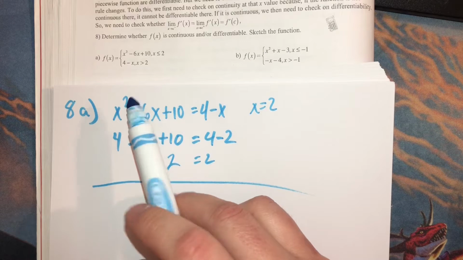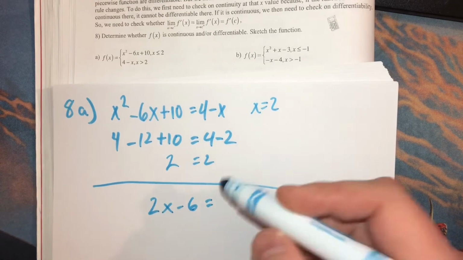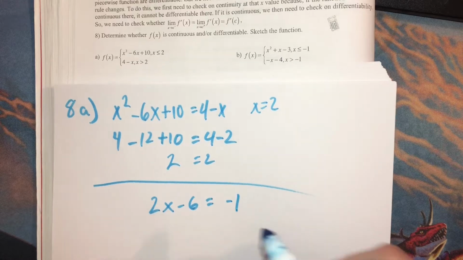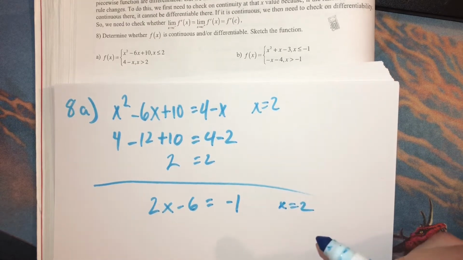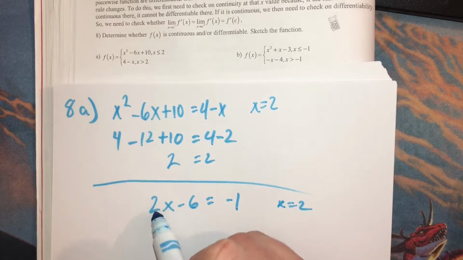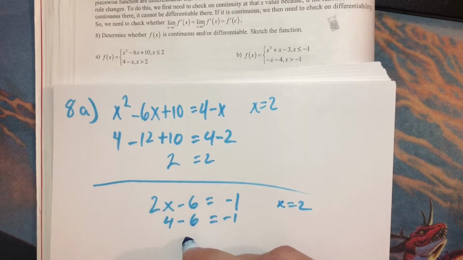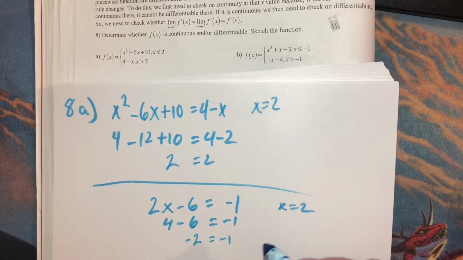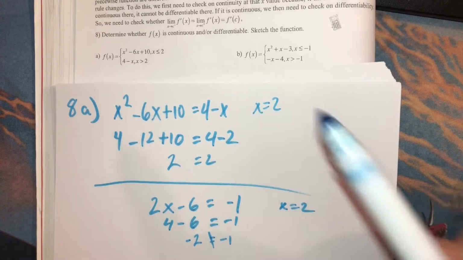So the derivative of x squared minus 6x plus 10, what is that? 2x minus 6. 4 minus x is going to be negative 1. And it's when x is equal to 2, so we plug in 2. So 2 times 2, 4, minus 6, is that negative 1? No, it's not. So it's not differentiable when x is equal to 2.